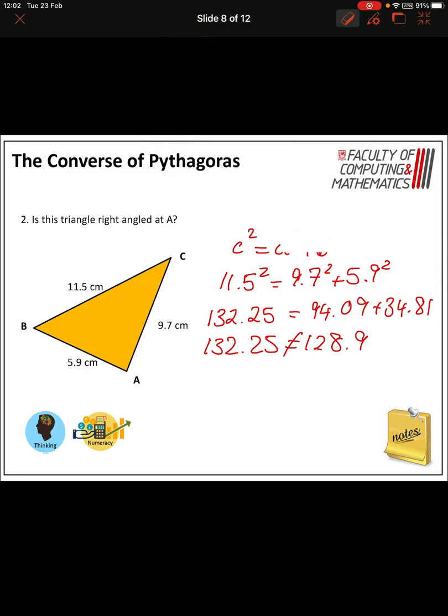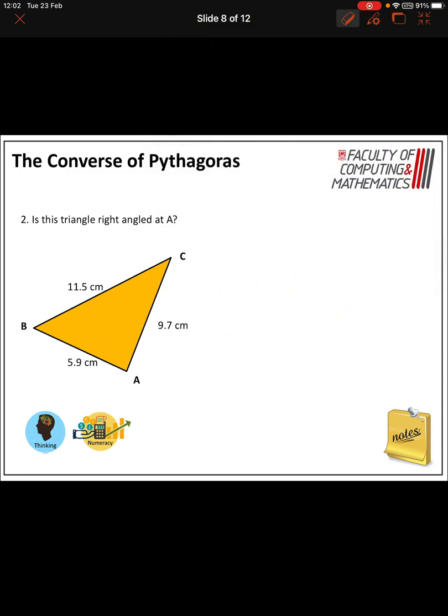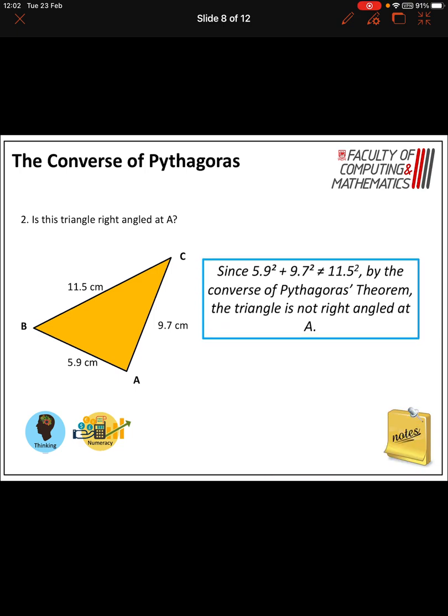I'm just going to rub that out because the statement's just about to come up. Okay, so they need both, and then you need to say that since 5.9 squared plus 9.7 squared does not equal 11.5 squared, by the converse of Pythagoras' theorem, this triangle is not right angled at A. And they can then apply these questions to rectangles, because obviously the corners have to be 90 degrees, so they can check the diagonal of the right angle. They then prove that it's not a rectangle, because obviously if it's not 90 degrees in the corner, it's not going to be a rectangle.